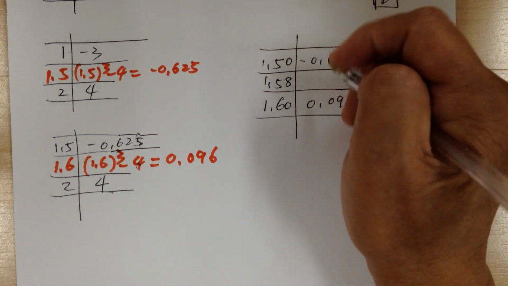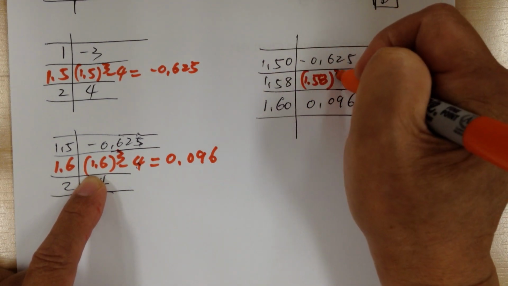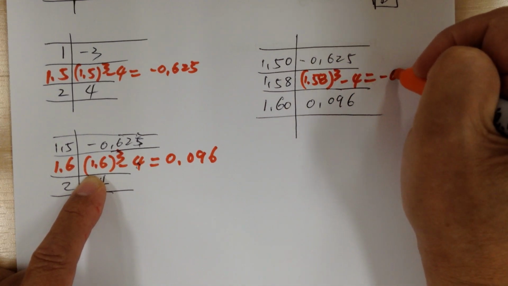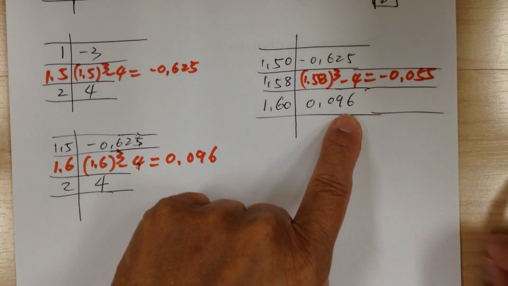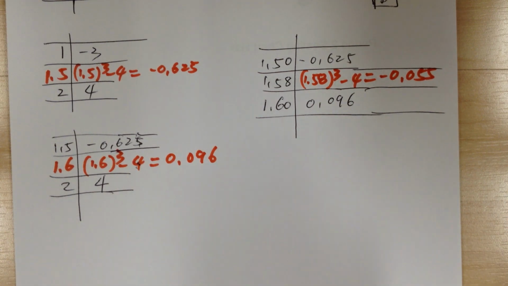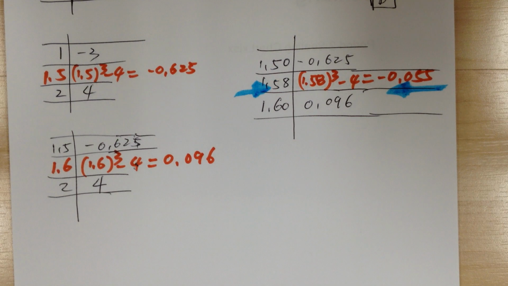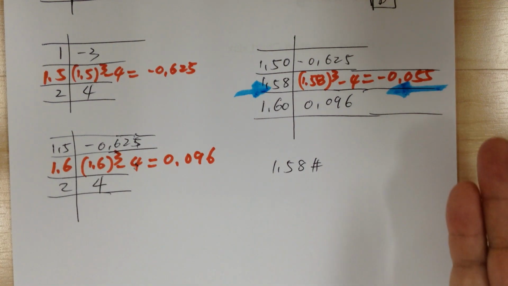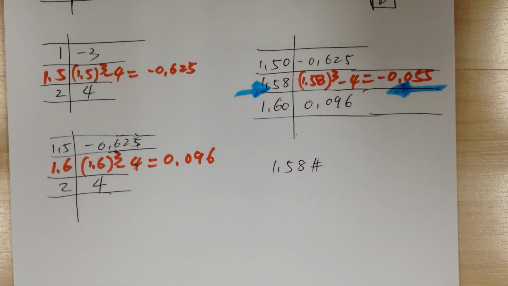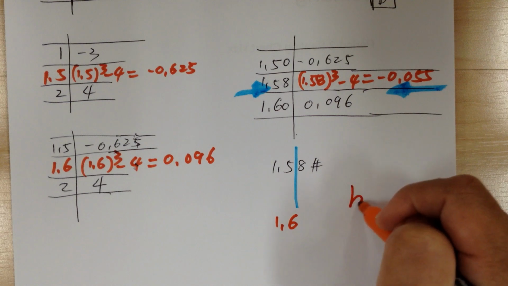So if you try 1.58, then you use the calculator. So 1.58 cubed minus 4 will give you negative 0.055. Now you know the answer is going to be between these two numbers, right over here. So it's going to be 1.58 something. But you don't have to go any further, because all you want is to the tenth. So you chop it off right over here, and you can see that this will round up. So the answer would be 1.6 if you round it up, and so this would be answer B.